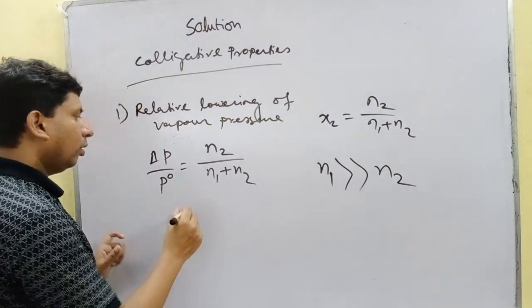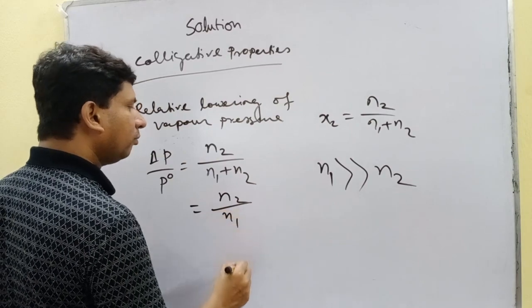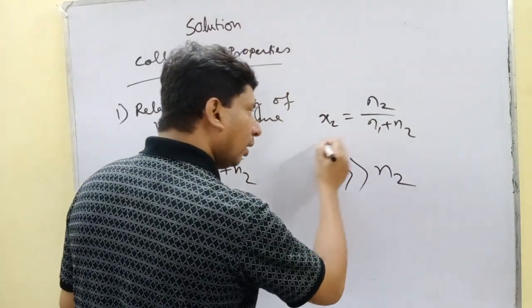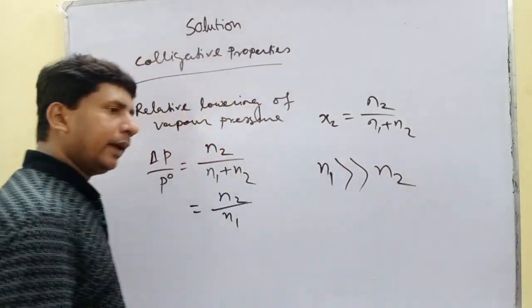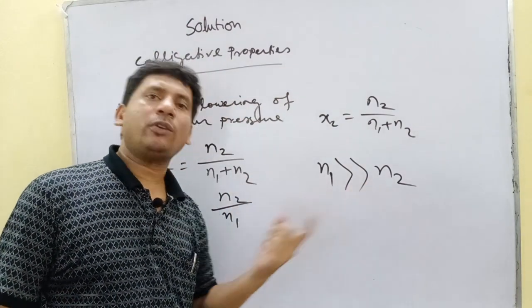So this is equal to n2 divided by n1. Since n1 is far greater than n2, we can neglect n2 compared to n1.